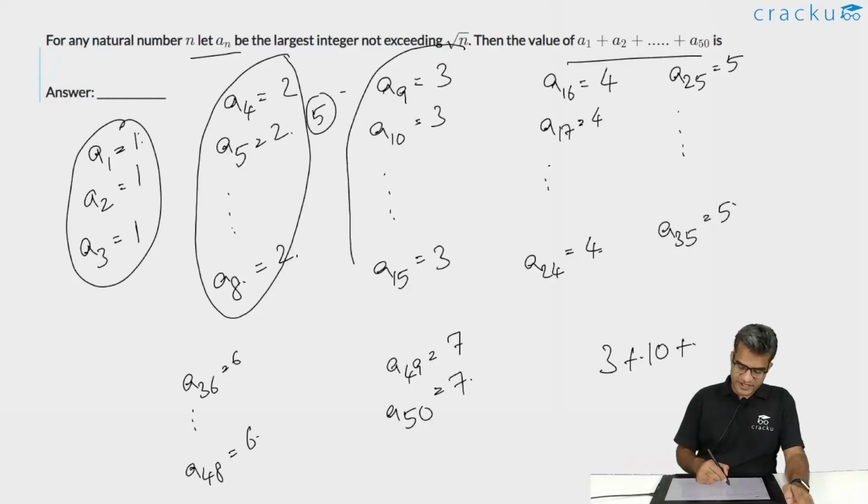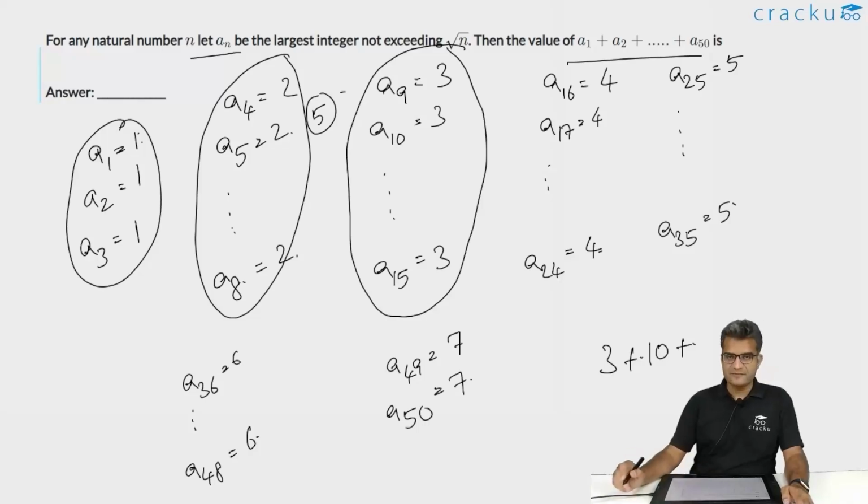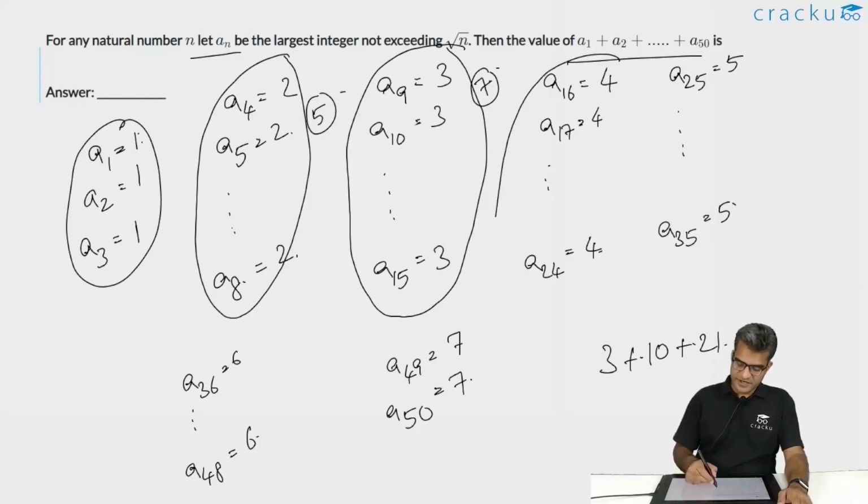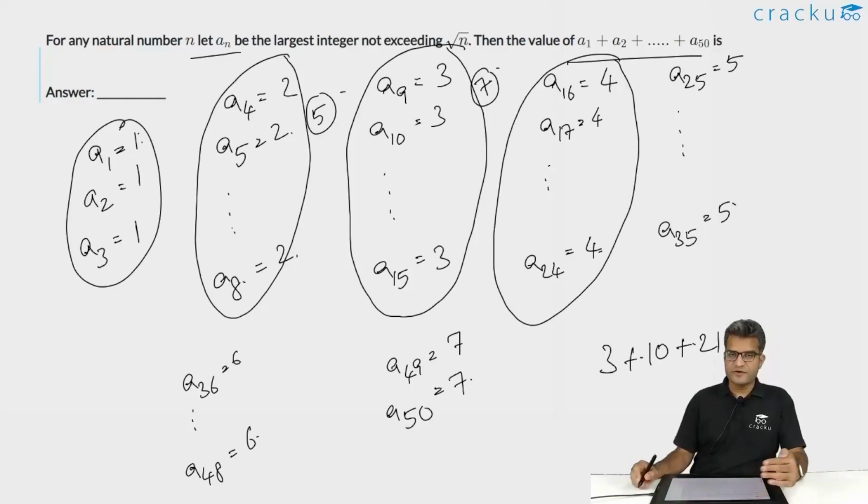3 is repeated how many times? It is 15 minus 9 plus 1. So this is repeated 7 times. 3 into 7 is 21. 4 is repeated how many times? 24 minus 16 plus 1 is 9. So it is repeated 9 times.